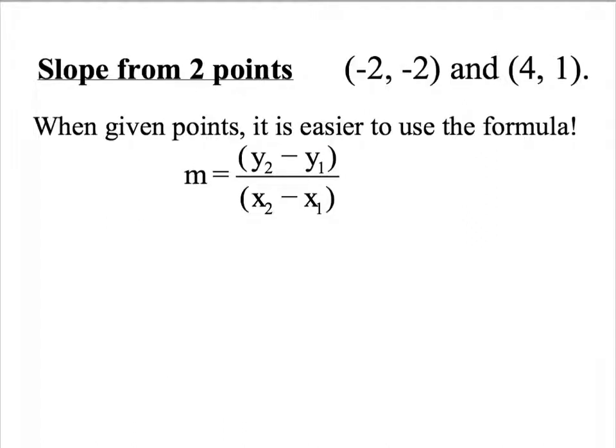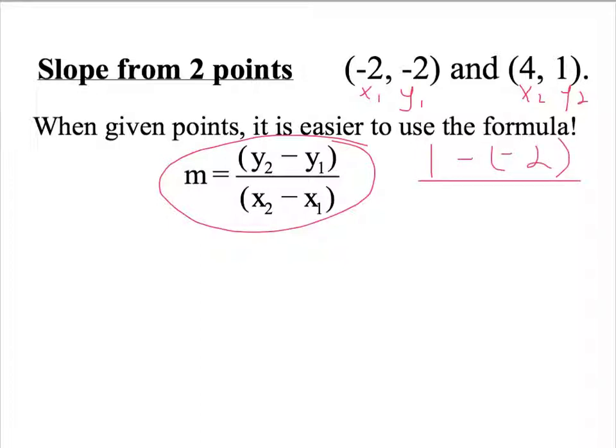Okay, so to find the slope from 2 points, we're going to use the equation right here: y2 minus y1 over x2 minus x1. I can simply label my first set of points as x1, y1. It's my first set. And my second set as x2, y2. So then all I have to do is fill in. For y2 I have 1. For y1 I have negative 2.